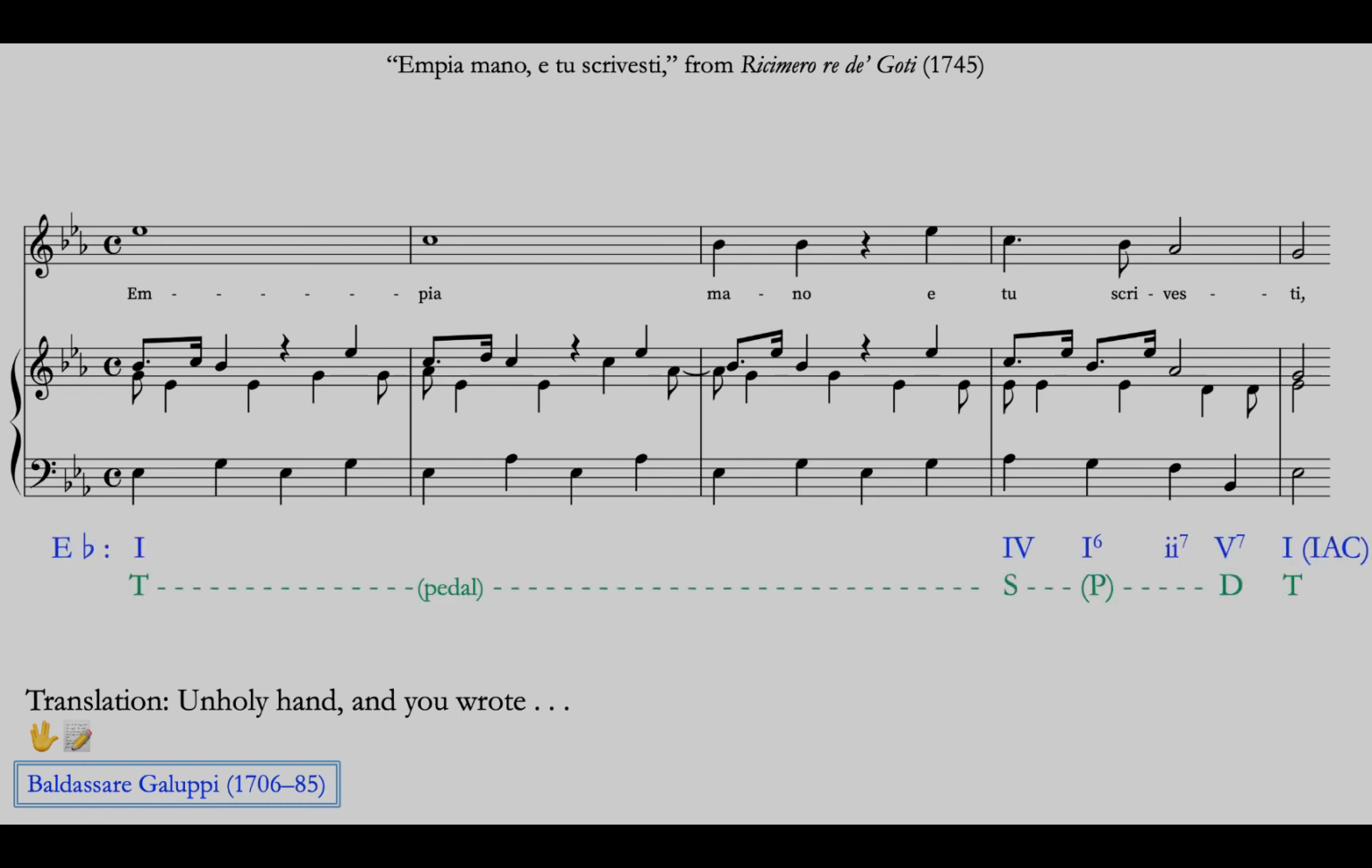Well, this is our first sketch at an analysis. We have tonic prolonged over a pedal for the first 3 bars. Then we move to subdominant 4, passing down to 2/7. So that 1/6 chord I hear as a passing chord within the subdominant region. Then 5/7, 1 for our IAC. But let's focus now on that pedal in the first 3 bars.